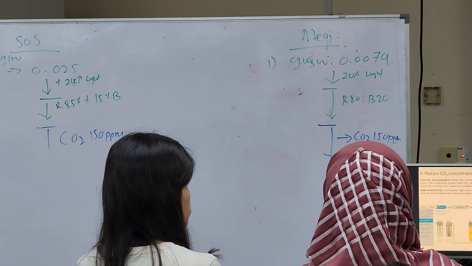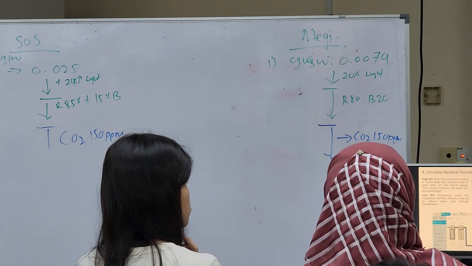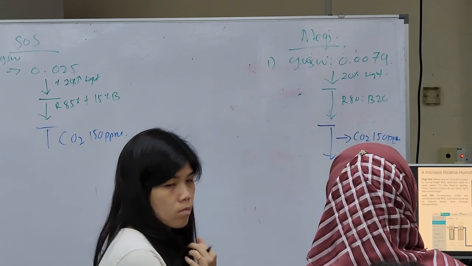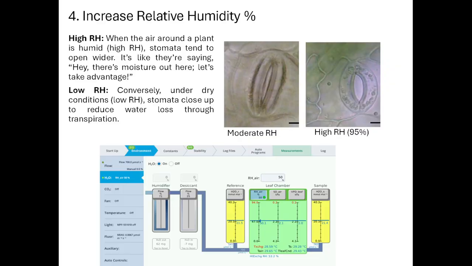And finally, the second last is increasing high humidity. What is the current humidity reading for your machine? 60% for this group. What about this group? RH, berapa percent?